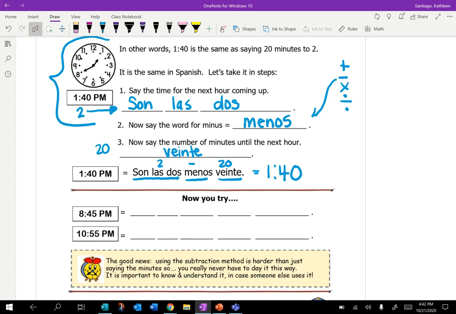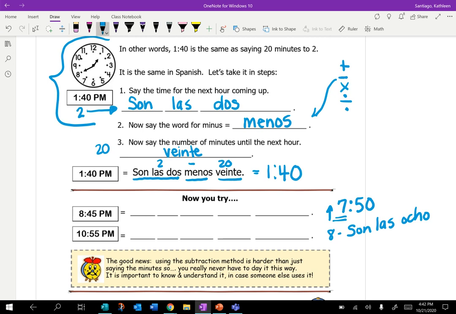I'm going to do an additional practice one with you, but I'm going to do it over here on the side. So let's say that it was 7:50. Step 1, say it is and the next hour up. The next hour up would be 8 o'clock. So I want to say it is 8 o'clock. So son las 8.